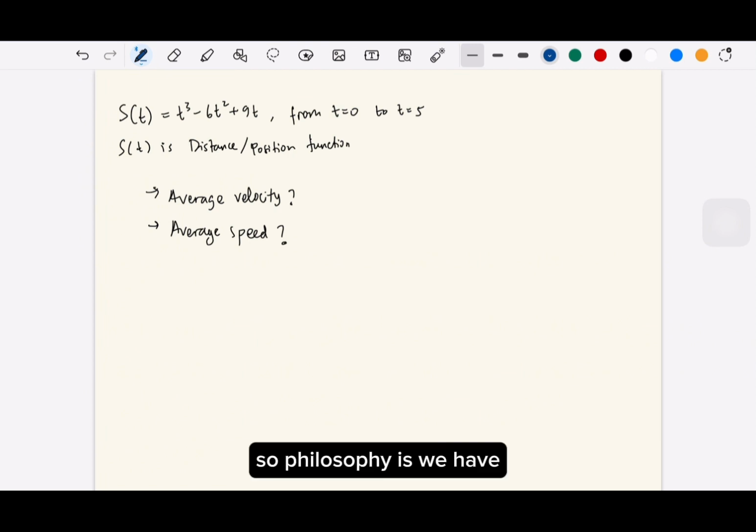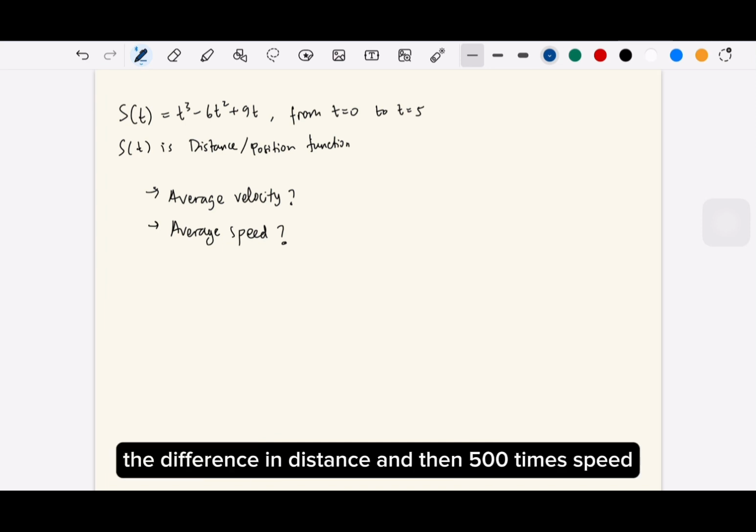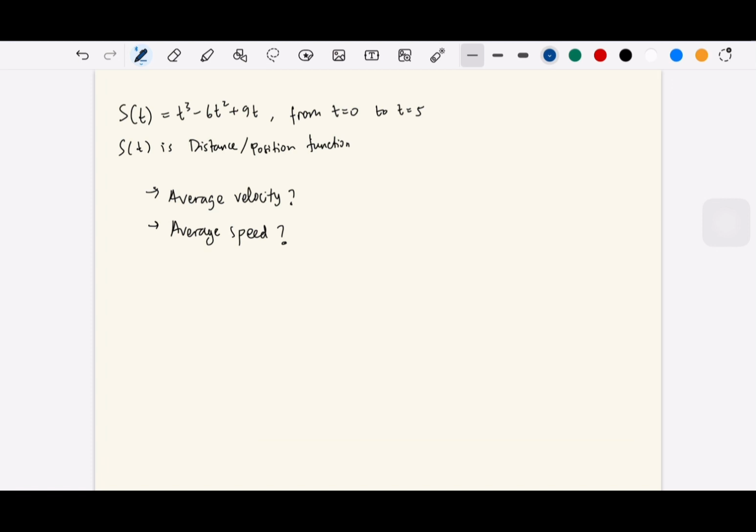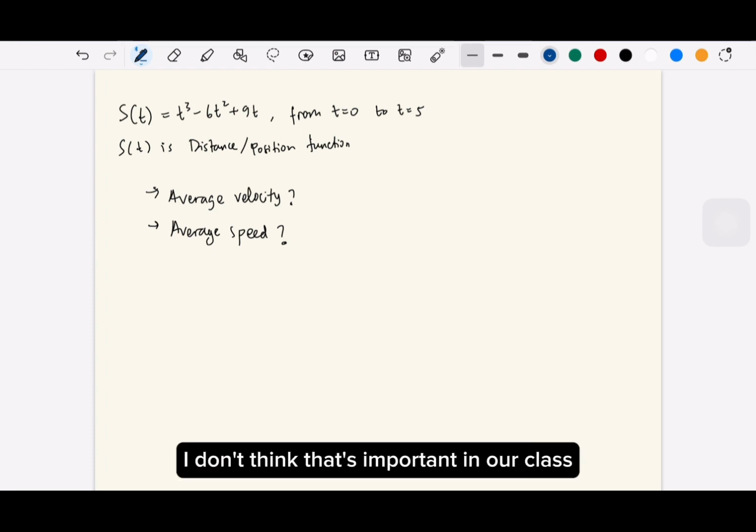So velocity is the difference in distance divided by the time. Right? Speed is the distance we travel. Okay. The distance we travel. I don't think that's important in our class, but that's in physics. But let me just write that for you and how it looks if we solve this.